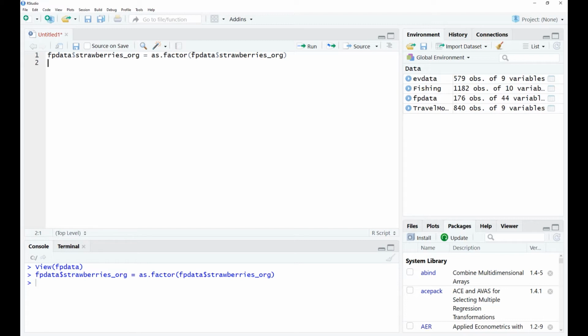Now let us just extract the data that we need. Let's call it straw_data equals FP_data. And then we are just going to extract strawberries, age, education, female, and kids under 12.